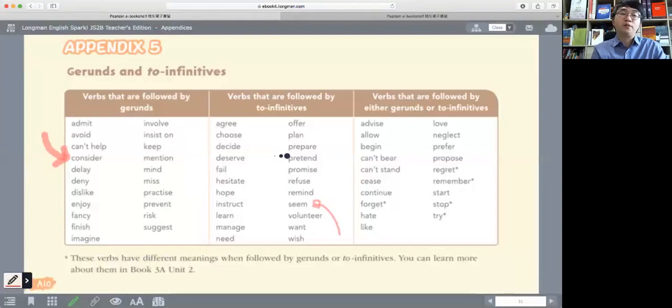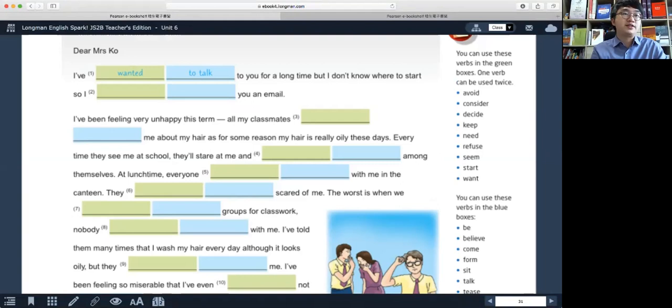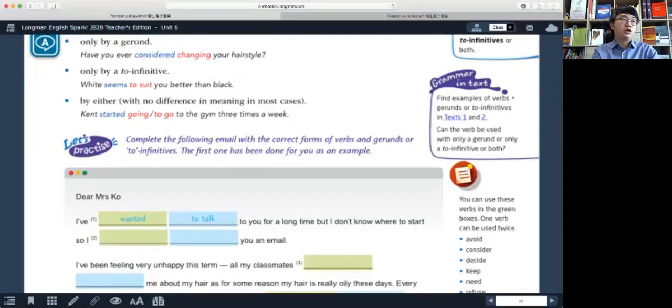Let's go back to page 31. So we have the example here. White seems to suit you better than black. We will not say white seems suiting you better than black, because after seems, we have to use to-infinitive but not gerund. All right. You have to recite these verbs.